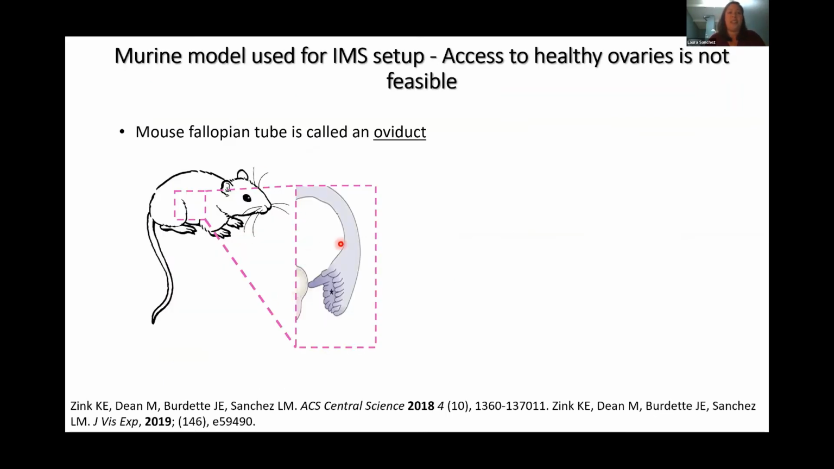So now I'll walk you through what we actually do. In mice, we're going to be using a murine model, mainly because it's very hard to get healthy ovaries from women. We only have 2. Usually you don't want to give them up early. So we're going to be using a murine model so that we have a constant supply of ovaries. And instead of calling it a fallopian tube, in a mouse it's called an oviduct. And we're going to be using these healthy ovaries out of the mouse.